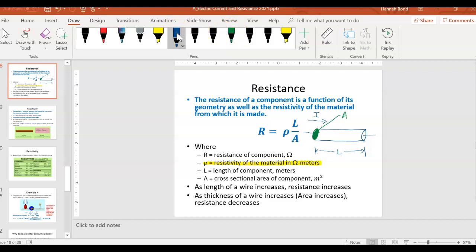So looking at this equation, you can see that as the length gets bigger, the resistance increases. It gets harder for the current to make it through this component if it has to go a longer way through the component. But as the area gets bigger, the resistance actually gets smaller. And that's because as the area expands, it's easier to fit through the component, so the current doesn't have as hard a time moving through. Okay.